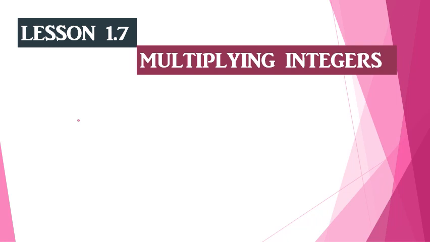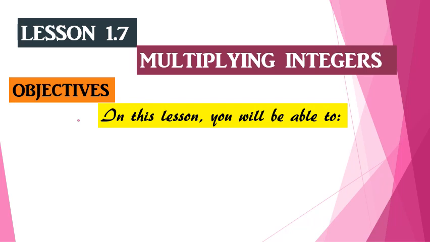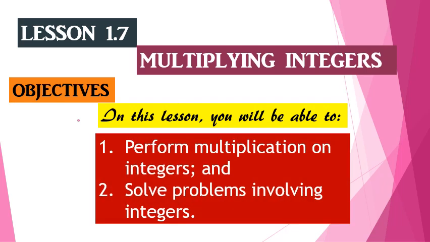Since we are done with subtraction, let us now proceed to multiplication. It can be found in lesson 1.7. Multiplying integers. Our objective in this lesson is that you will be able to perform multiplication on integers, and number 2, solve problems involving integers. Let us now proceed to multiplication, or times.